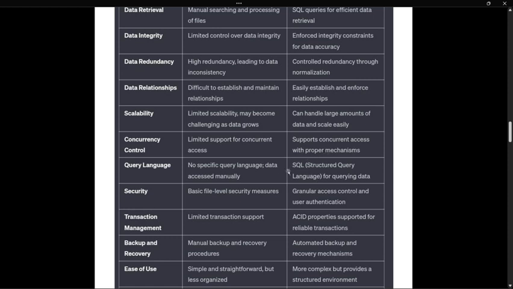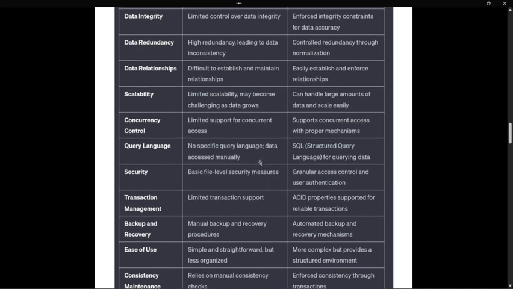Okay, and now no specific query language. A file system does not have any query language to access or modify data. But a database management system has query languages, like Structured Query Language, one example, to access the data. Next, basic level security measures. A file system has less security when compared to the database management system.